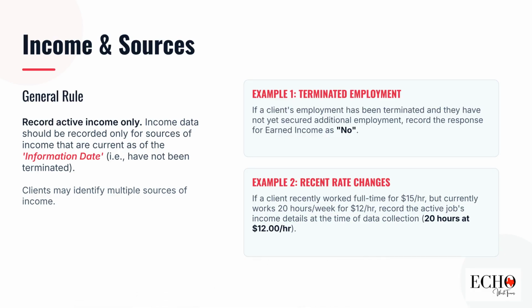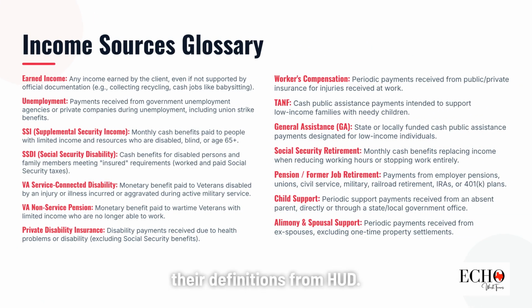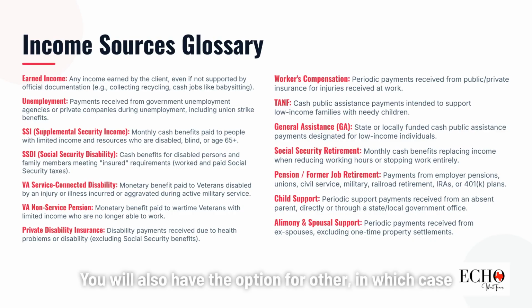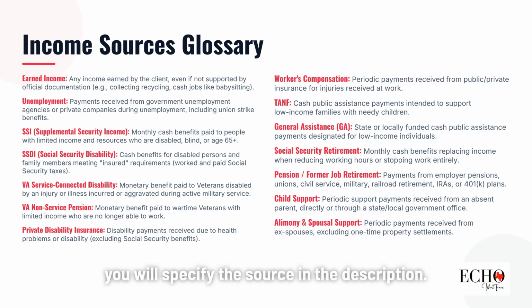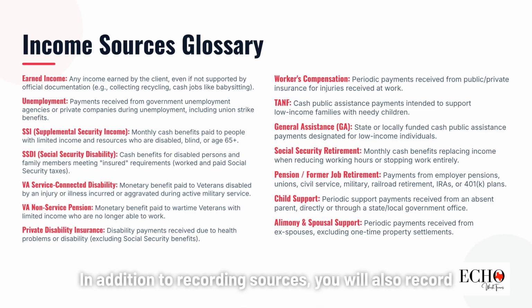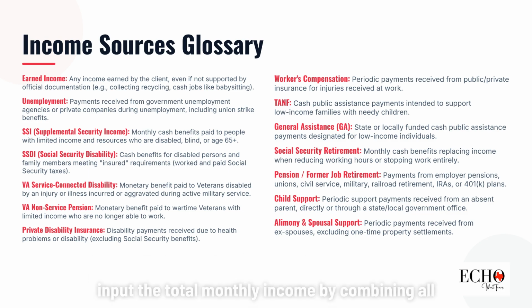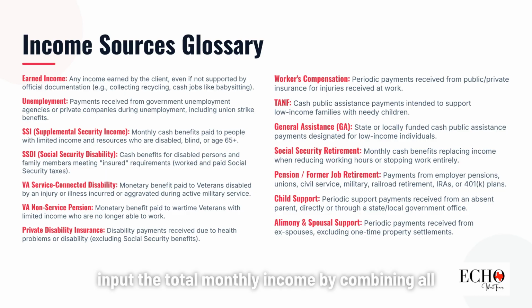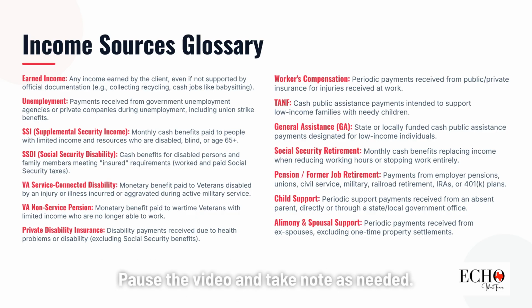Here is a list of income sources that are recorded and their definitions from HUD. You will also have the option for Other, in which case you will specify the source in the description. In addition to recording sources, you will also record the amount they receive, and separately, you will input the total monthly income by combining all income. This total does not include non-cash benefits. Pause the video and take note as needed. You can also find these definitions on HUD's interactive data manual page.